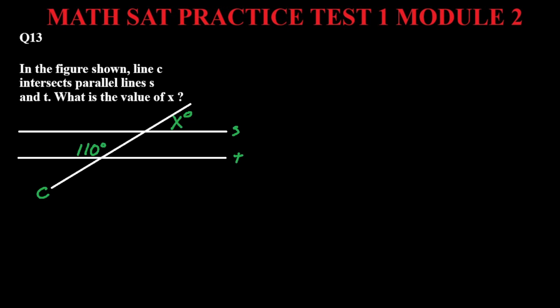In question 13, we're asked, in the figure shown, line C intersects parallel lines S and T. What is the value of X? Well, in order to do this, we need to understand that this angle here and this angle here are both 110 degrees. Vertical angles, these are also 110 degrees, not needed for this question. And then over here, going from here to here, these two together are supplementary and add up to 180, so x must equal 70 degrees.